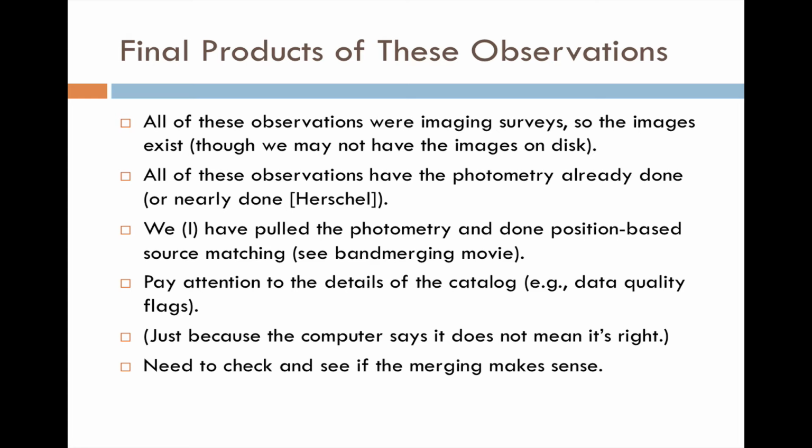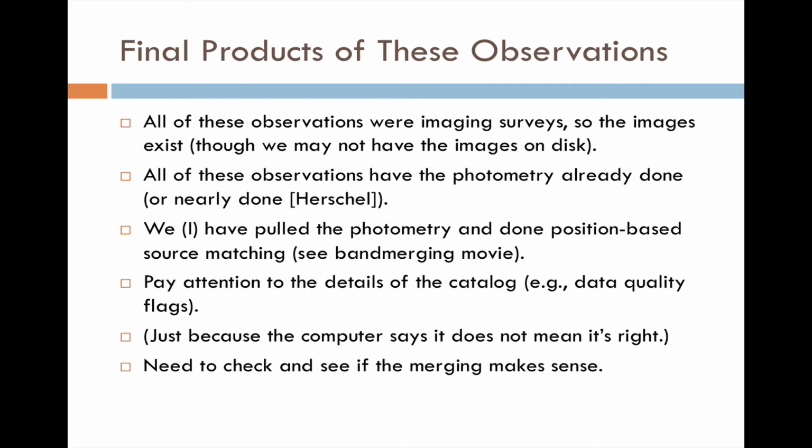All of the observations of the photometry are already done, except for possibly Herschel. I need to talk to the Herschel guys to actually get the photometry and the final images from them. I have downloaded the data from the Herschel archive, and there's lots and lots of pieces to that. So I'm hoping that the Herschel Science Center can help us get the images and the photometry that they actually used for this region. I've already pulled the photometry. I've already done the position-based source matching. You should go watch the band merging movie to find out more about that.